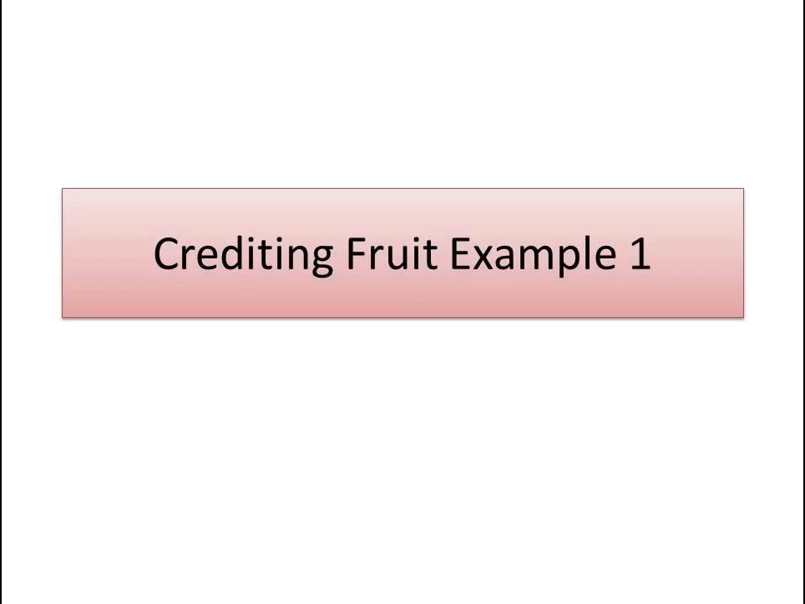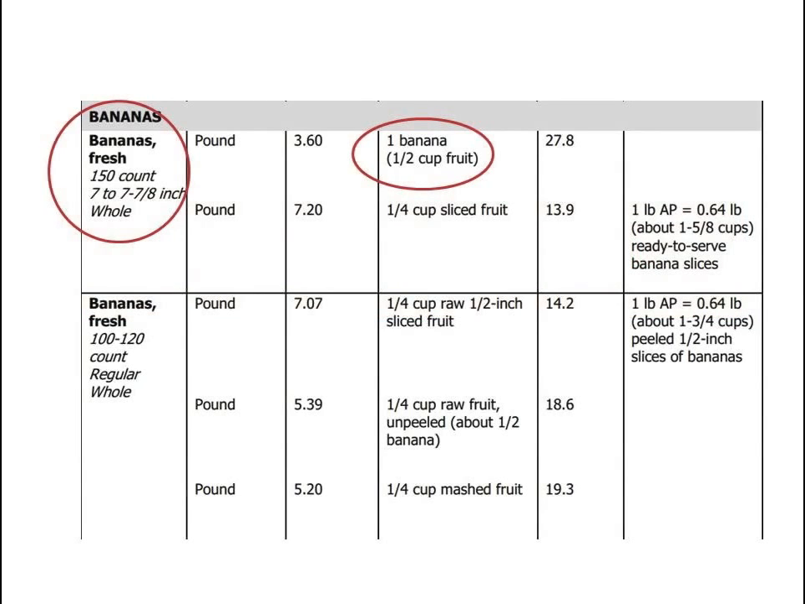Now let's discuss a fruit example. In this case, we choose a 150 count banana and find that 1 banana equals 1/2 cup fruit. The smaller the count, the larger the piece of fruit will be, and it will likely credit as more.